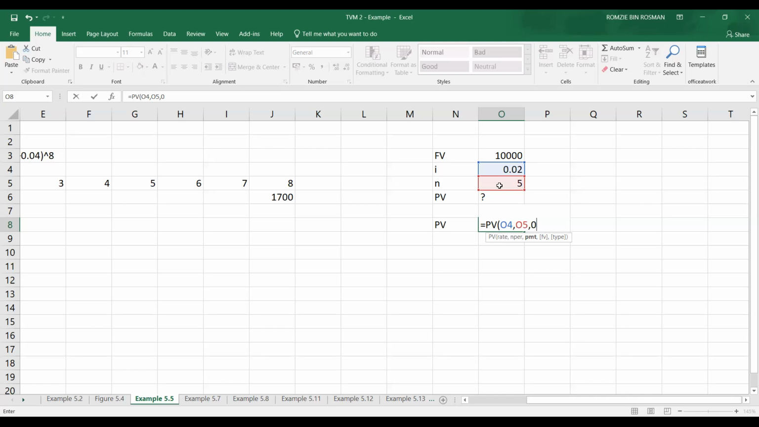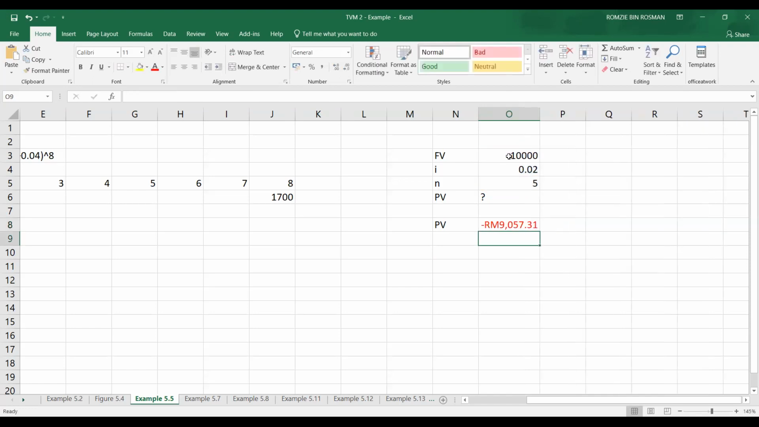Okay, zero. Future value. How much? Type is something we learn later. The type, the final one. So 9057. Why negative? This is a computer, so you need to think.